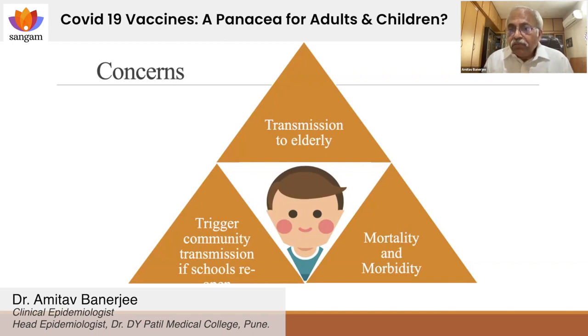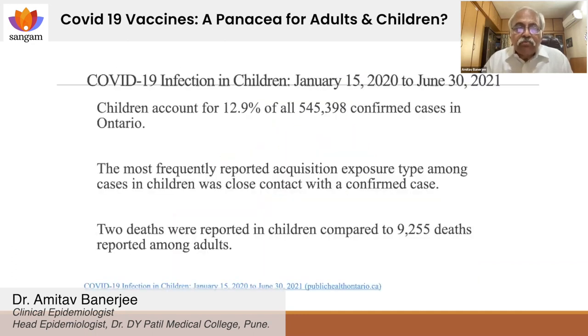One justification is whether they suffer, but they hardly suffer, and there is hardly any mortality. The second concern is transmission to the elderly. They say, okay, the child will not suffer, but may bring the infection home and infect the elder members. And the third concern is that once you open the schools and the children are not vaccinated, they will spread it in the community and trigger community outbreaks. There have been published studies which dispel all these concerns. So we'll go through them rapidly.